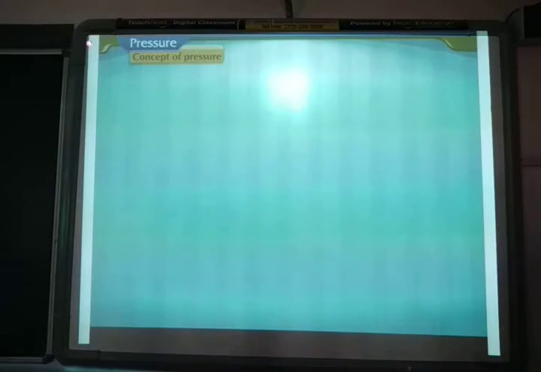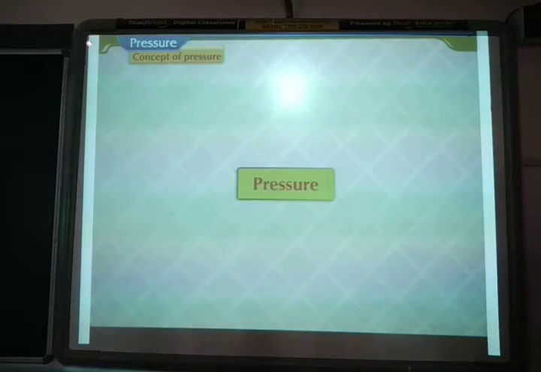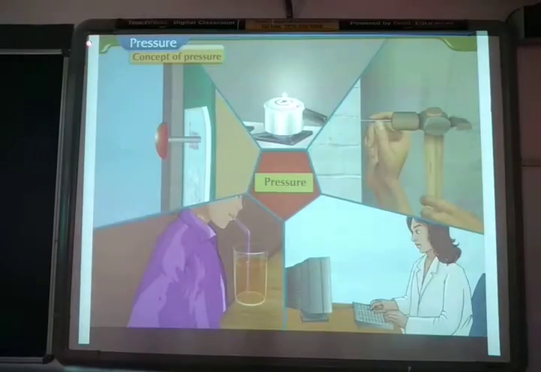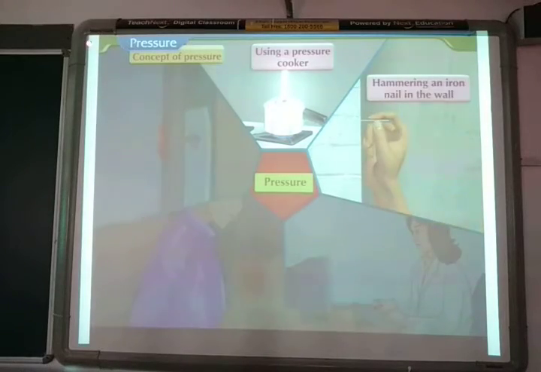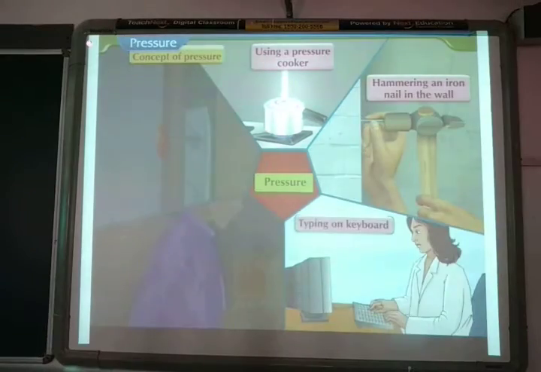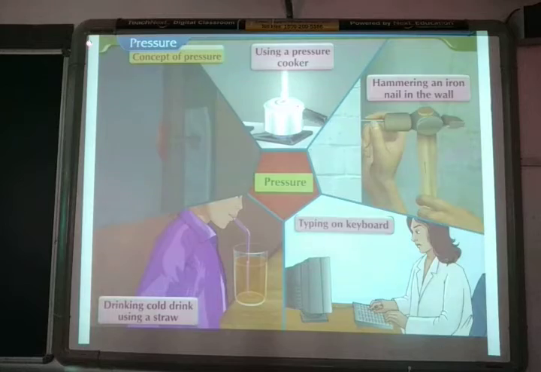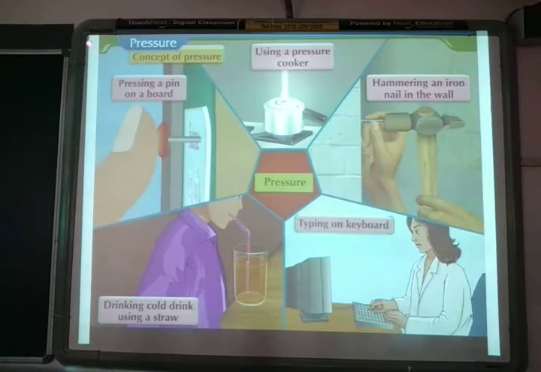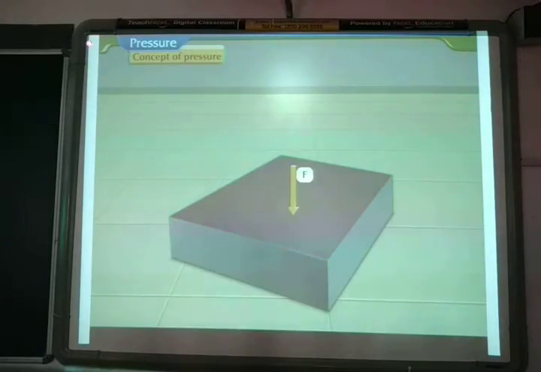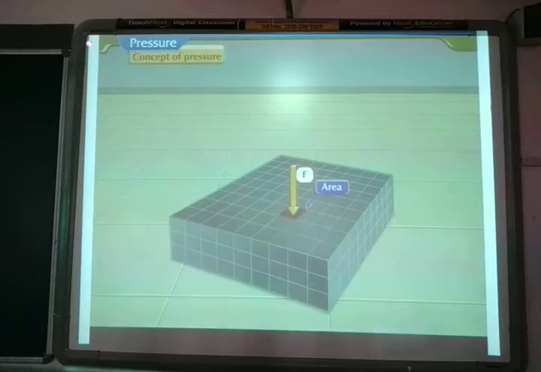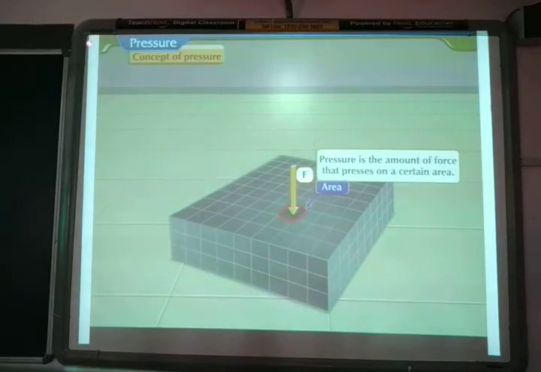Concept of pressure. The word pressure must be very familiar to you. In fact, we often refer to pressure in our day-to-day tasks like using a pressure cooker, hammering an ironing wheel, typing on a keyboard, drinking cold drink using a straw, pressing a pen on a board, etc. But what is pressure? Pressure is a result of force exerted over an area. It is the amount of force that presses on a certain area.